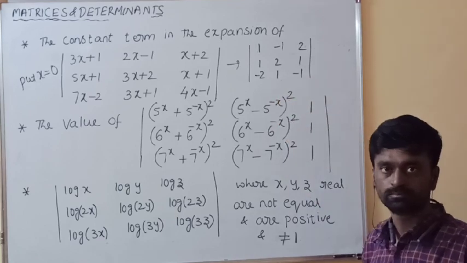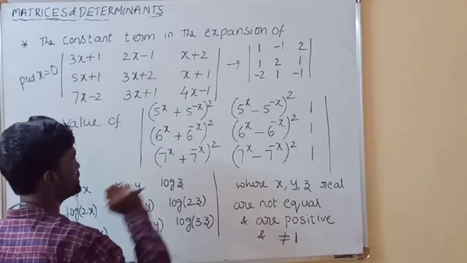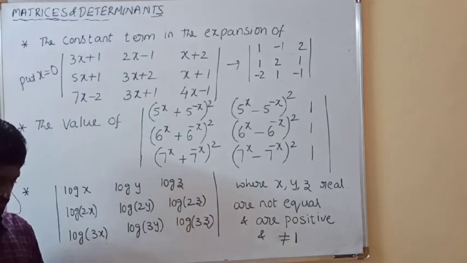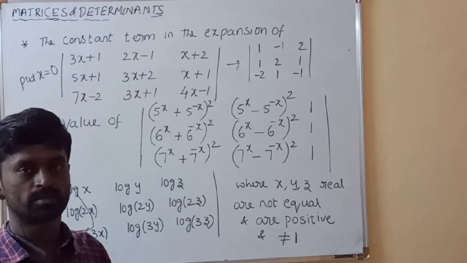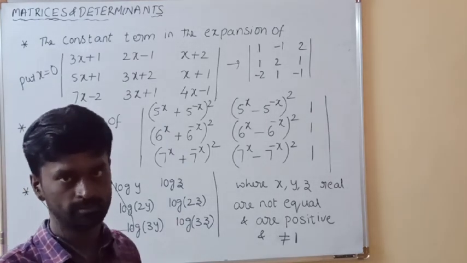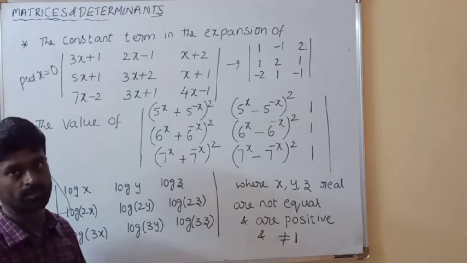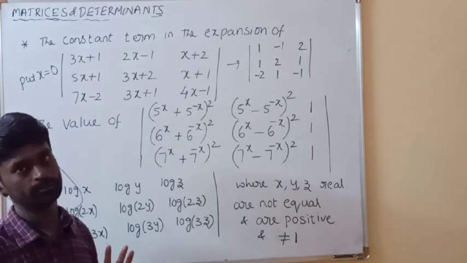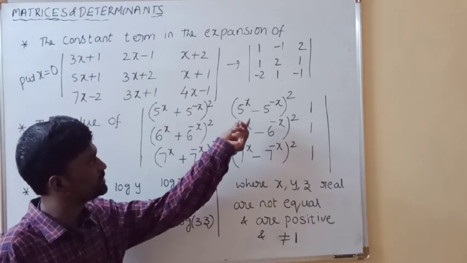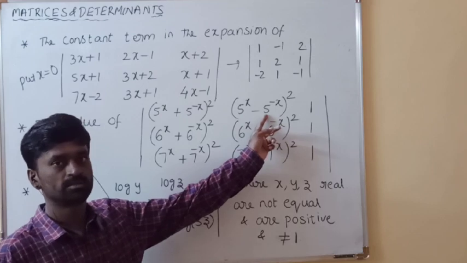Okay. Next, look at the next problem. The value of this determinant. This can be done in two different ways. I am explaining only the short method. The short method is you put x value 0. If you put x value 0, 5 power 0 how much? 1. 5 power minus 0 is nothing but 5 power 0, 1.